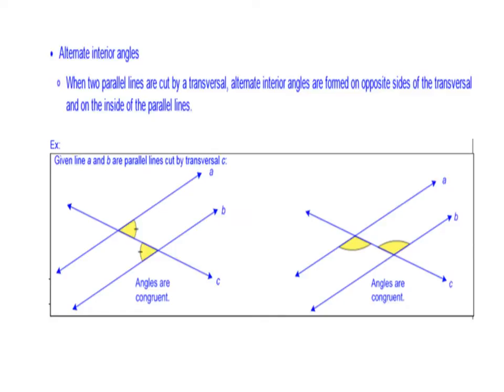Okay? So if these two are congruent on opposite sides of the transversal, then these two angles are also congruent on opposite sides of the transversal. All right, let's move along.